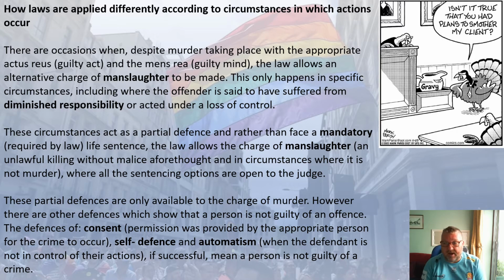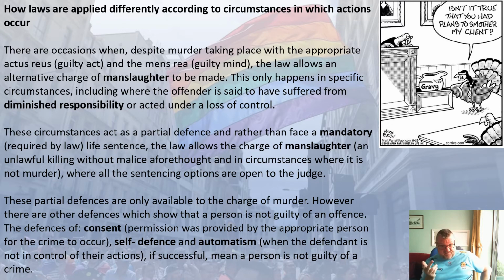However, there are other defences that show a person is not guilty of an offence. So these technical terms are consent. So permission was provided by the appropriate person for the crime to occur. You can use consent as an excuse for committing crime. Now, the example I would give perhaps might be assisted suicide, where the person has asked someone to help them die, and so consent has been given. Technically, it would be murder, but you might be able to get a manslaughter plea.